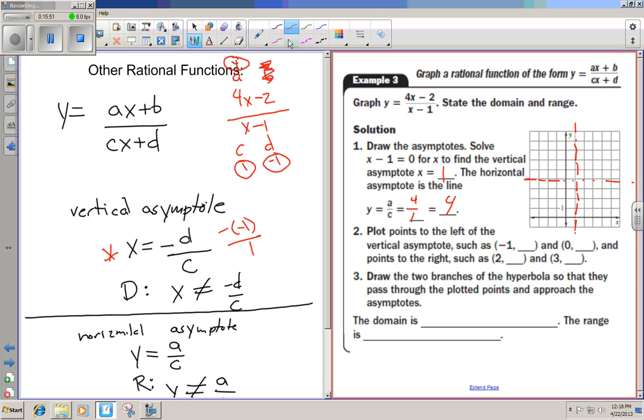Now let's find some extra points. Use your graphing calculator. Plot this in there. So in the calculator, you're going to type y equals, in parentheses, 4x minus 2, divided by, in parentheses, x minus 1. And when you look at the table, you should come up with (-1, 3), (0, 2), (2, 6), and (3, 5). You need just some points to the left and to the right of the asymptote.